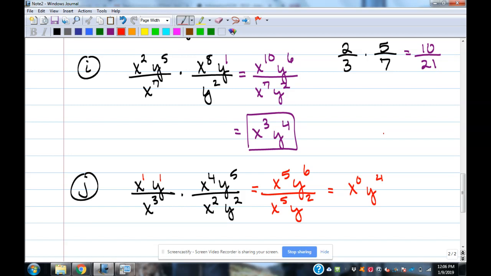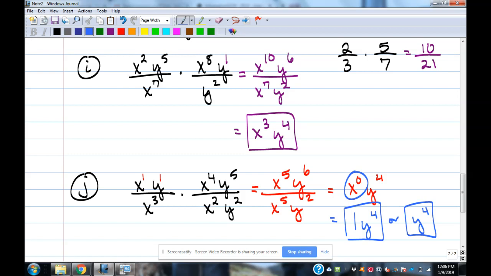Anything to the 0 power, this is one of those special properties of exponents. Anything to the 0 power turns into 1. Technically, this is correct. I think in Khan Academy, you don't have to put the 1 because it's understood to be there. But the x's, when they're the same there, they're going to basically cancel each other out.